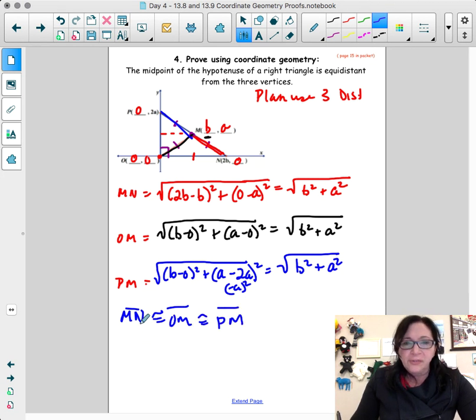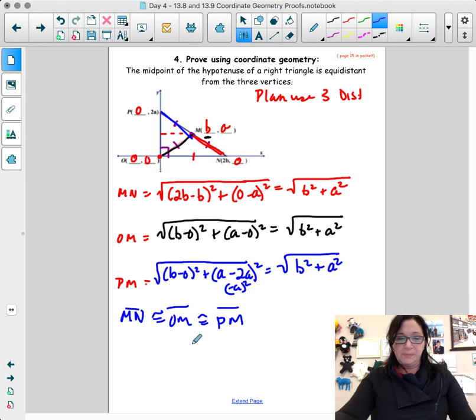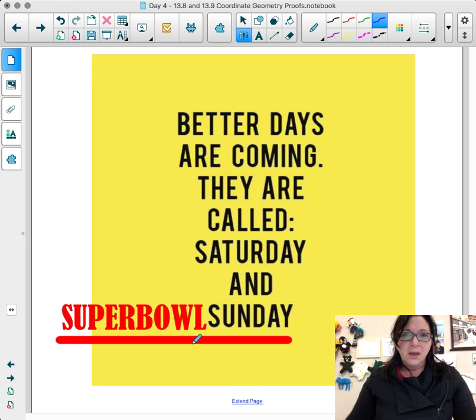And so because all segments are congruent, it is a right triangle with equal distances from the midpoint on the hypotenuse to each of the vertices. All right, cool.